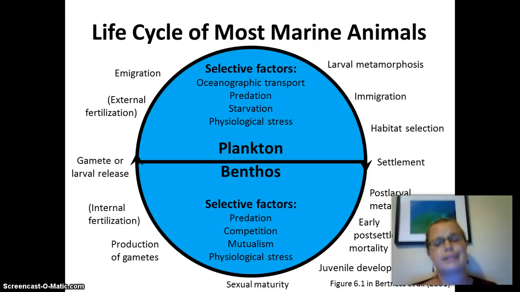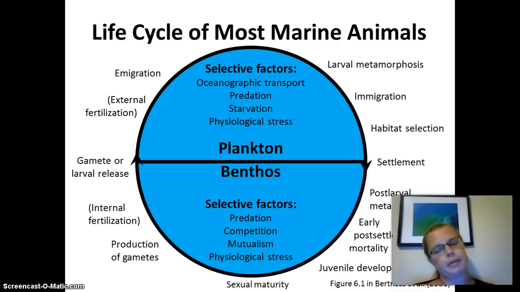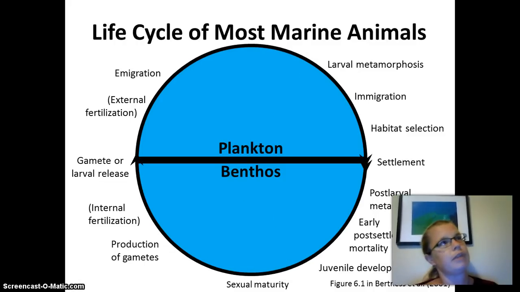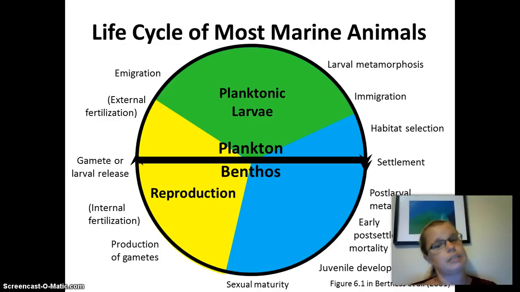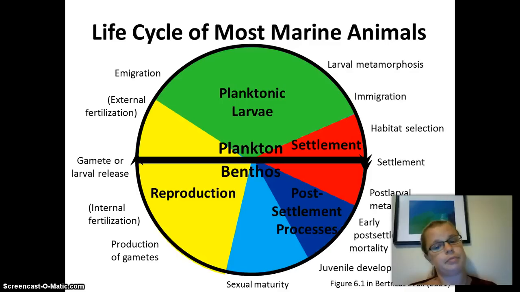But there are a lot of different processes going on here, and we're really going to focus on the reproduction to early settlement mortality. Now, we've talked already about the juvenile and adult stages. So I'm going to divide this into a couple of main stages. First of all, we're going to talk about reproduction, which is from producing the gametes until external fertilization or release of the larvae. We're going to talk about the planktonic larval stage, which includes emigration, larval metamorphosis, and immigration back to the reef. Then settlement, which includes habitat selection, settlement, and post-larval metamorphosis. Then post-settlement processes. And here we're really talking about looking right after settlement. So early post-settlement stuff.